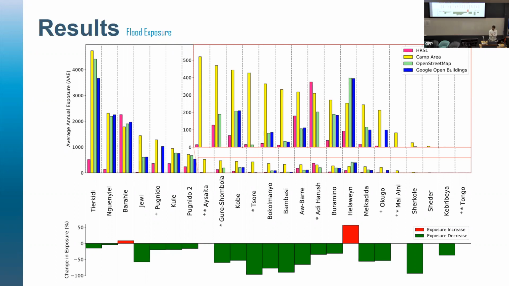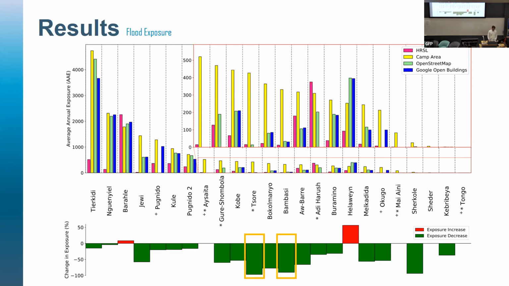On a more positive note, if we compare the 2 approaches using the UNHCR data, we find that for the most part, these camps are set up internally in such a way to reduce the exposure of flooding. So this bar chart on the bottom shows the percentage change in exposure when we incorporate the building footprint data compared with just distributing the population across the camp area. So we can see that in all but 2 camps in Ethiopia, flood exposure is actually decreasing.